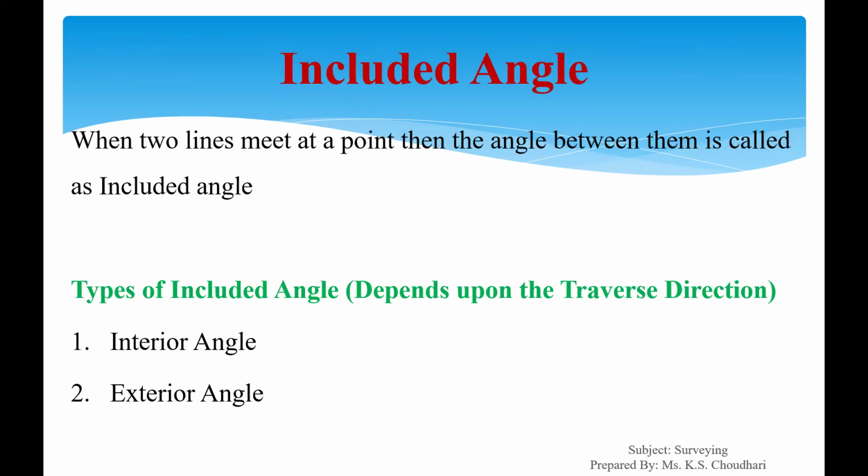Now, the concept of included angle. When two lines meet at a point, then the angle between them is called included angle. There are two types of included angle. It depends upon the traverse direction. Number 1, interior angle, and number 2, exterior angle.